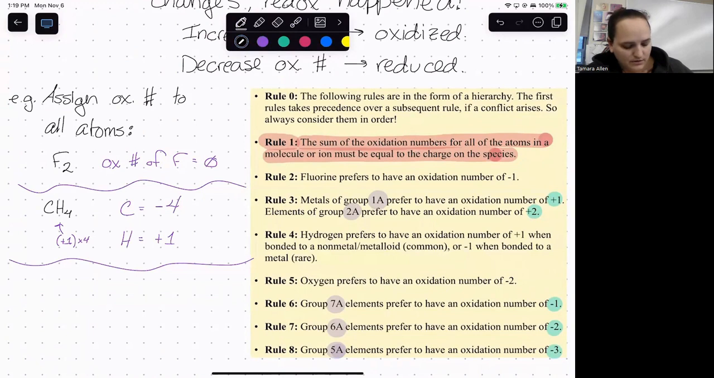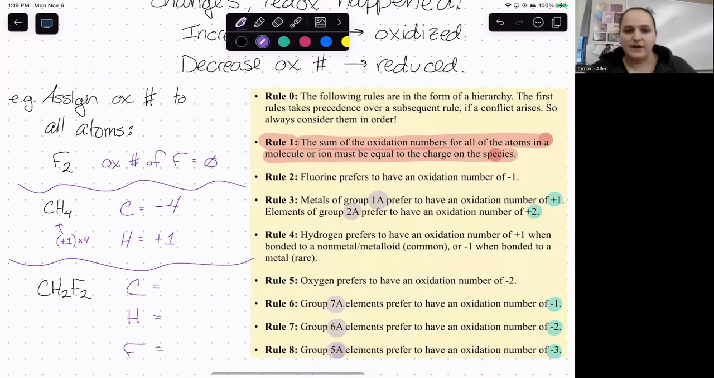Let's look at one more. Let's do 2 more. We have CH2F2. We have now carbon, hydrogen, and fluorine. Looking down our list, the first thing we encounter is fluorine. So we have fluorine in our compound. It is going to have a preferred oxidation state of -1. It is going to get its way.